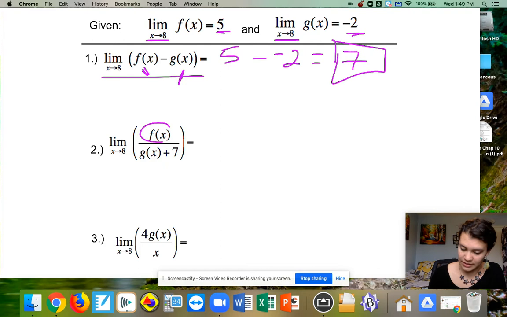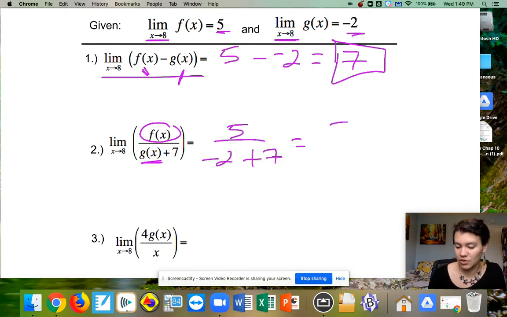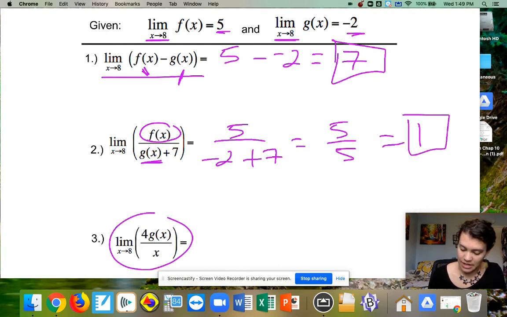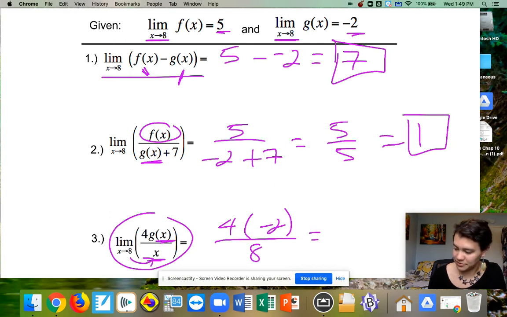What's the next one here? The limit of f of x is going to be 5, the limit of g of x is negative 2, and the positive 7 stays the same. You end up with 5 over 5, or 1. Same idea here. You have 4, g of x is negative 2, and then here when you have x, you just plug this x in to get 8, and this will simplify to negative 1.